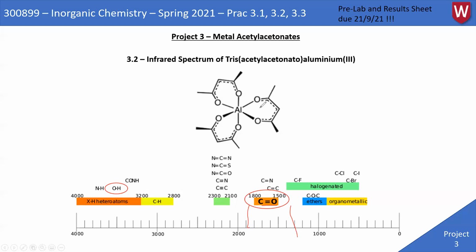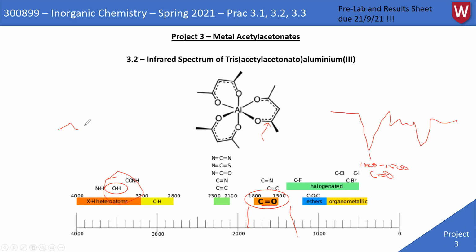And then you can look at your complex that you're analyzing and say, well, I should have a double bond here between a carbon and oxygen. So let me look at my spectrum and see if I've got a signal somewhere in this 1800 to 1500 range, which could represent my double bond carbon oxygen.